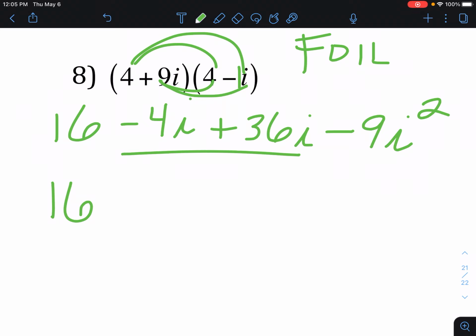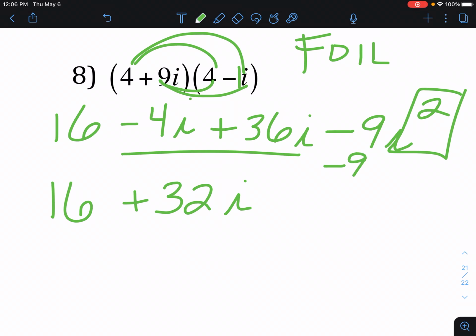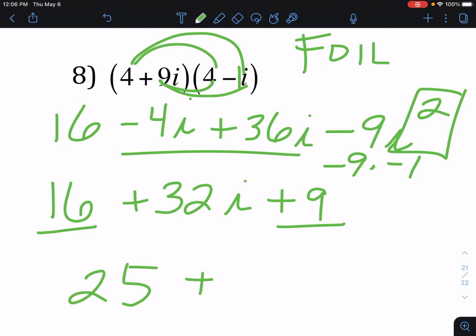All right, let's combine these like terms here. Negative 4i plus 36i is 32i. And also this guy here, i squared, that's going to be negative 1. And negative 9 times negative 1 is 9. So plus 9. Now we're going to also add like terms again. We now have a new like term. 16 plus 9 will be 25. And then bring down the plus 32i.